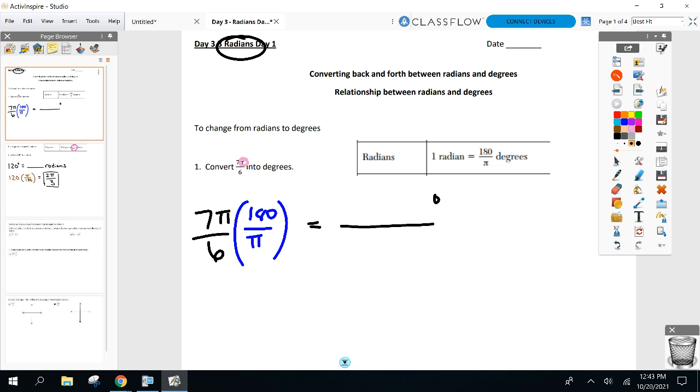And you know what? That kind of makes sense. What's on top and what's on the bottom that's going to cancel out? Yeah, that makes sense. They're gone. See ya. So now I'm just doing 7/6 times 180 to get that angle in degrees. 210? Okay, so 7 pi over 6 radians is the same as 210 degrees.